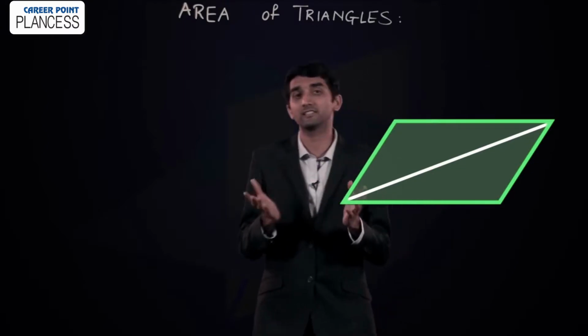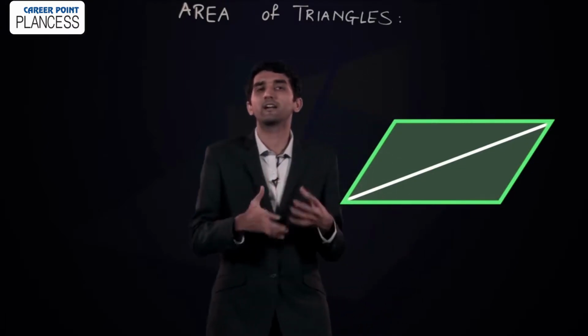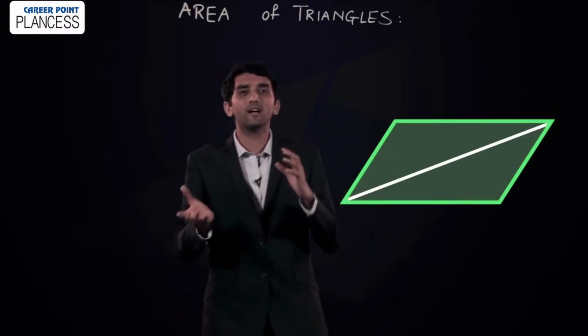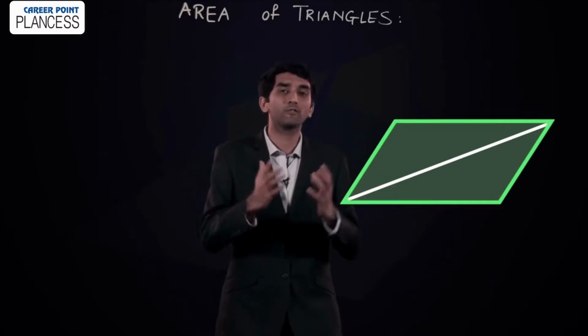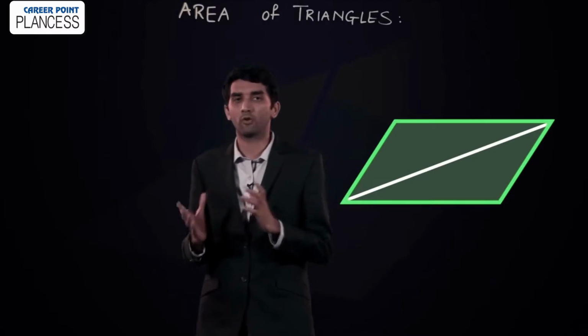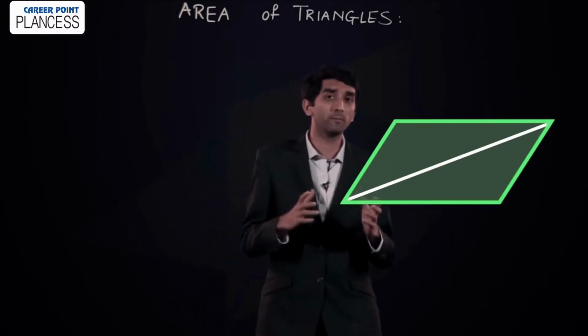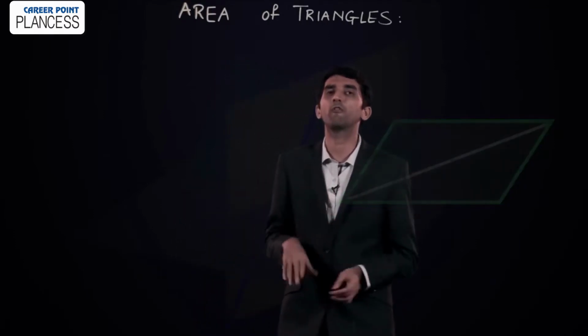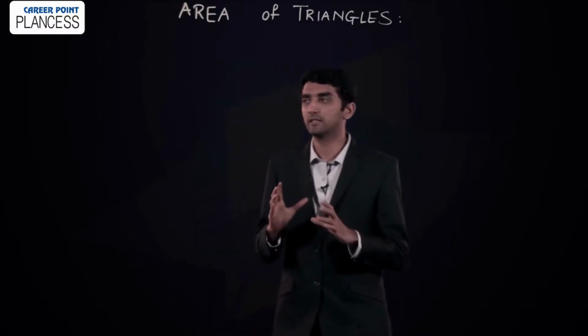So basically the concept being, the area of the quadrilateral is nothing but the sum of the area of the two triangles. We are going to find out the area of a rhombus, the area of a trapezium, and the area of a general quadrilateral. So let's start with the rhombus in general.